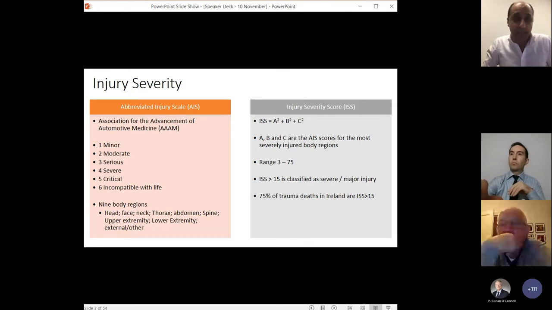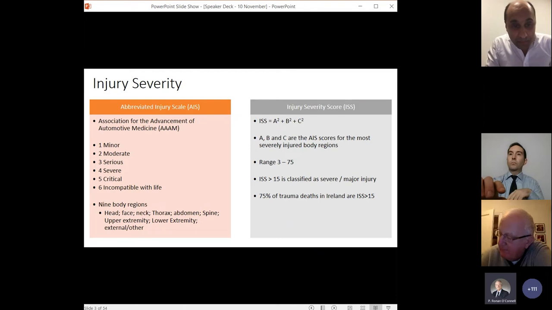And the reason ISS more than 15 is important is that 75% of trauma deaths are in... Sorry, Motion, you've gone mute for some reason. Am I back? Yes. Okay.